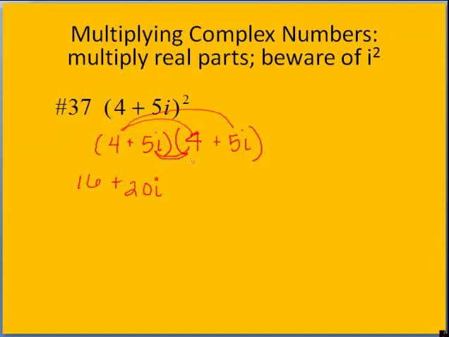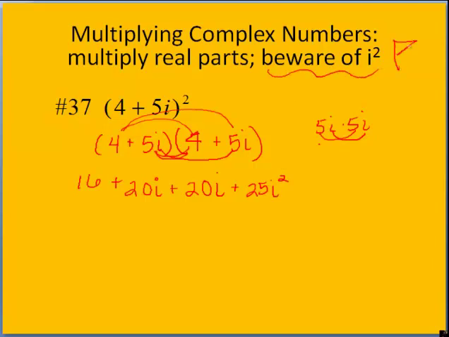And then I'll have to take this times everything, so I'll get plus 20i, and then 5i times 5i. We can go ahead and look at the 5's, multiply those, and look at the i's, multiply those. So what we're going to get is 25 and then i squared. Alright, be aware of i squared. That's a red flag. If you ever see i squared, you should always change that into what we know. If i equals that square root of negative 1, then i squared is equal to the square root of negative 1 squared, and these cancel each other out.